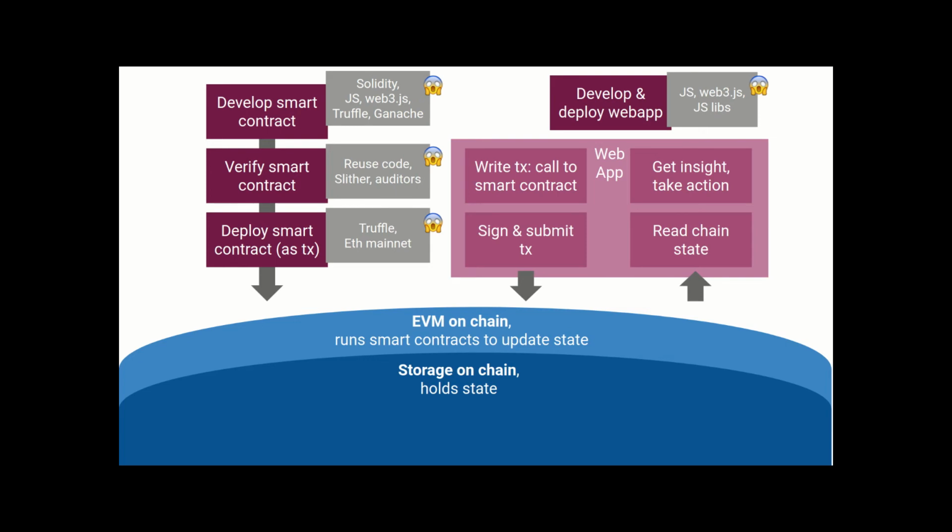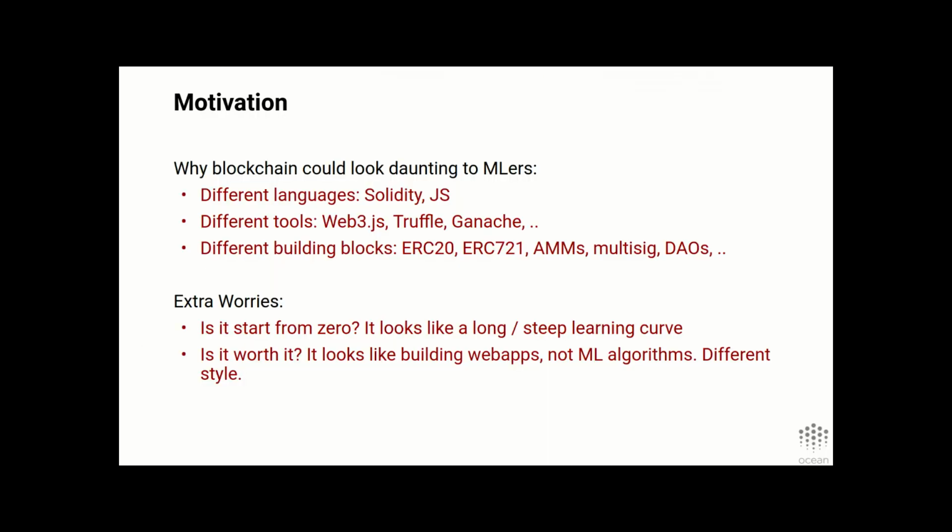and at the same time leverage our skills. And so, to summarize why this could look daunting, there are different languages, right? Solidity and JavaScript. This is not typical for MLers. Different tools: Web3.js, Truffle, Ganache, different building blocks. Instead of using neural networks and linear regression tools and so on, you're using things like ERC20, the fungible token standard, ERC721, AMMs, multi-sig DAOs, all these other things that are biggish ideas on their own in blockchain land, right?